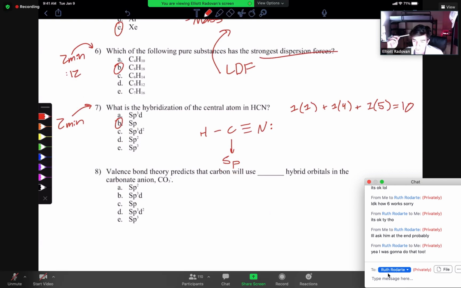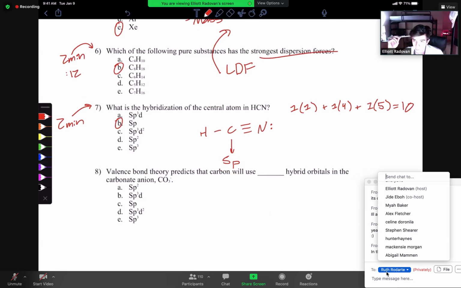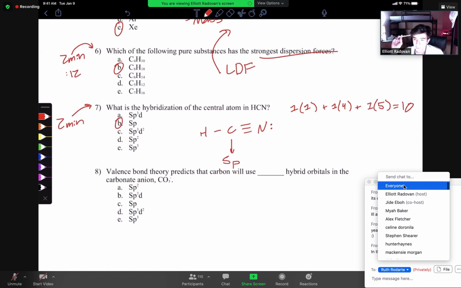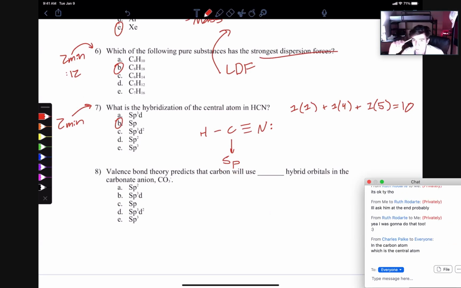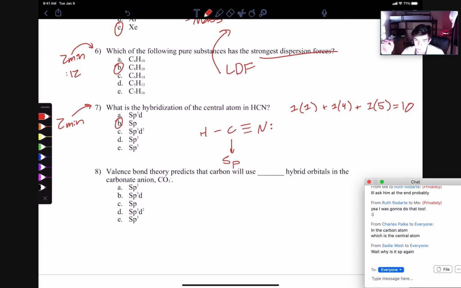Because nitrogen should have that too, lone... Oh, yes. So that brings up a good point. The number of lone pairs doesn't matter for hybridization. It's just the number of things bonded, right? So there's only two things bonded to that carbon. So it's just the hydrogen and the nitrogen, and that causes it to be sp hybridized.